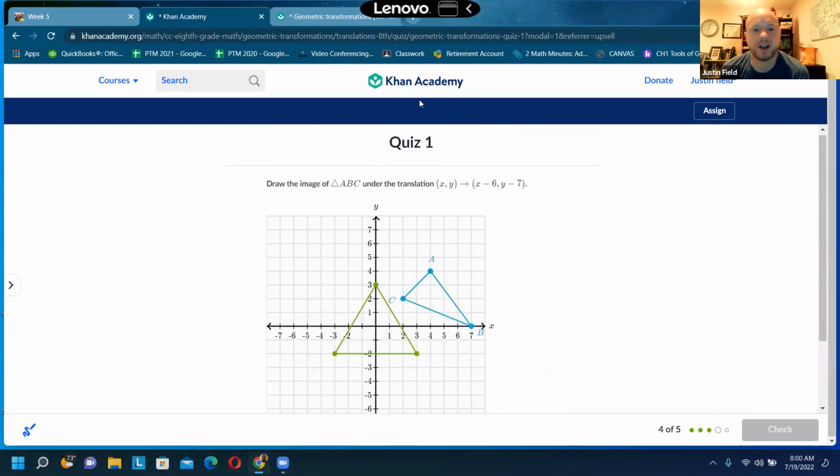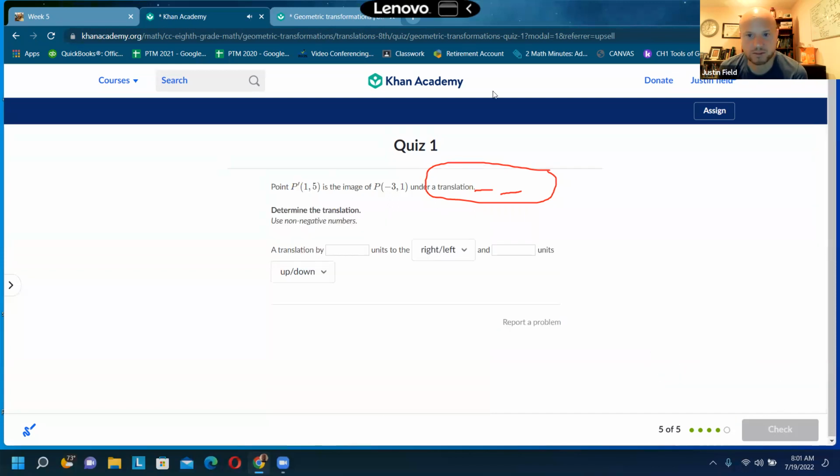Okay, so this is another way to describe a translation. So we can say take each x and subtract 6 from it. Take each y and subtract 7 from it. And what does that mean? That means 6 to the left and 7 down. That's what that means. Go 6 left, 7 down, right there. Make sense?